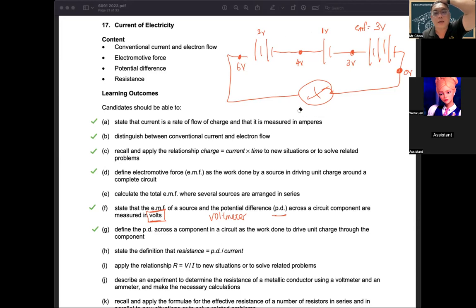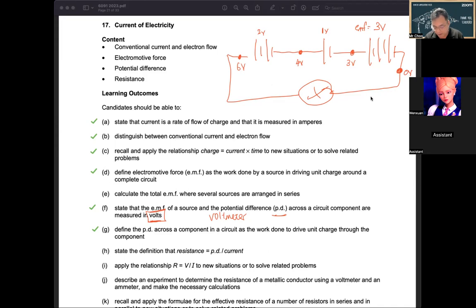And then how much does the bulb actually use up? How much voltage does it use up? So before that is 6, after that is 0. So the bulb actually takes up a PD of 6 volt. Is that clear?